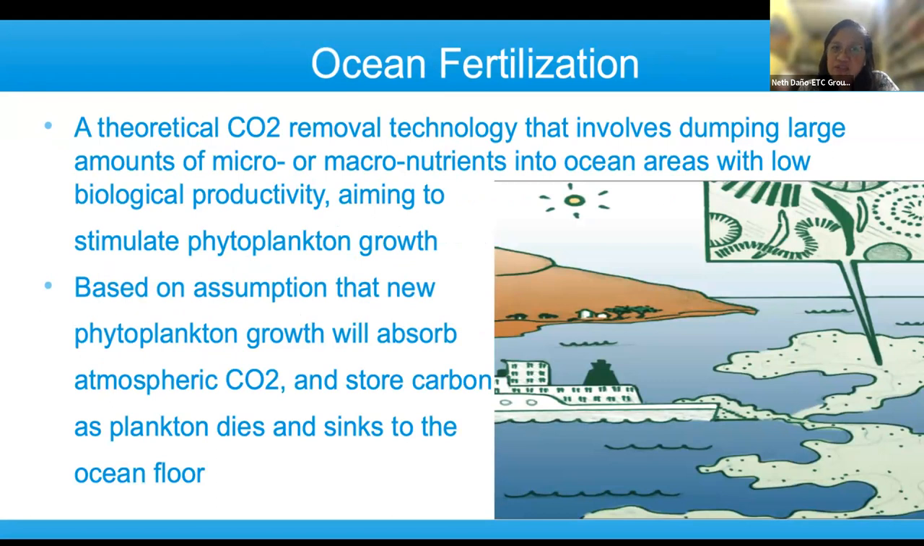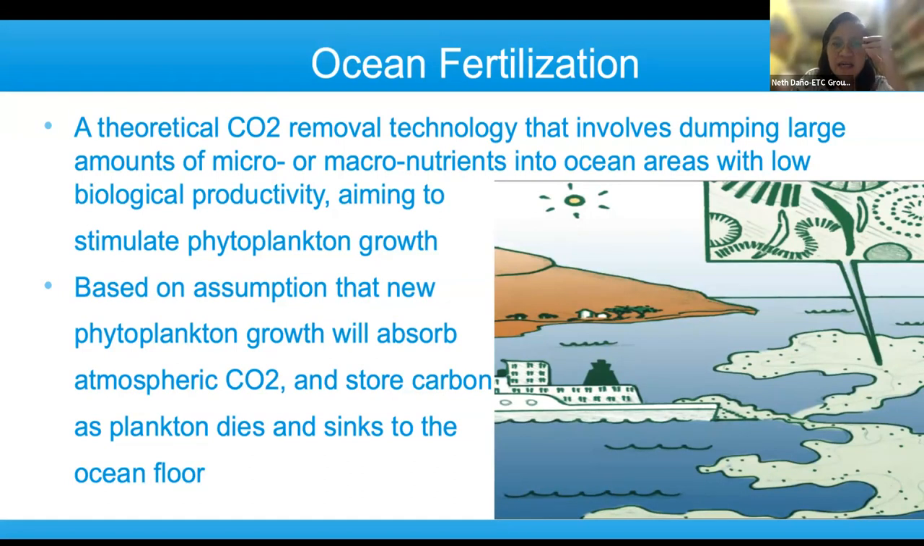The other geoengineering technique in the marine environment that I'd like to focus on is ocean fertilization. This one is also largely theoretical, but there are already some small scale in-ocean experiments, and small scale in the ocean could mean hundreds or even thousands of square kilometers, by the way. So it involves theoretical removal of carbon dioxide involving the dumping of large amounts of micronutrients into marine environments that are identified with low biological productivity. The aim is to stimulate the growth of phytoplankton. Micronutrients could involve iron particles or urea particles, which are largely used as fertilizers in terrestrial environments.